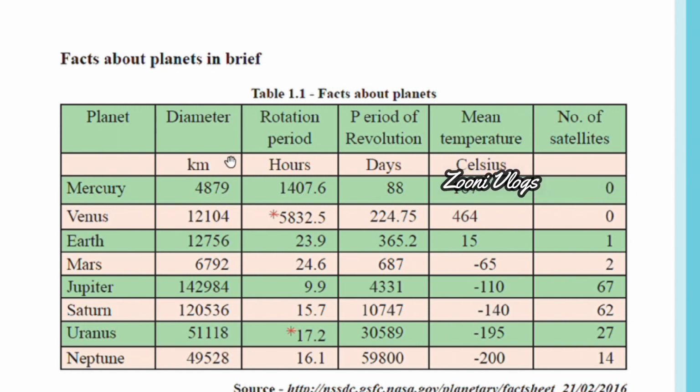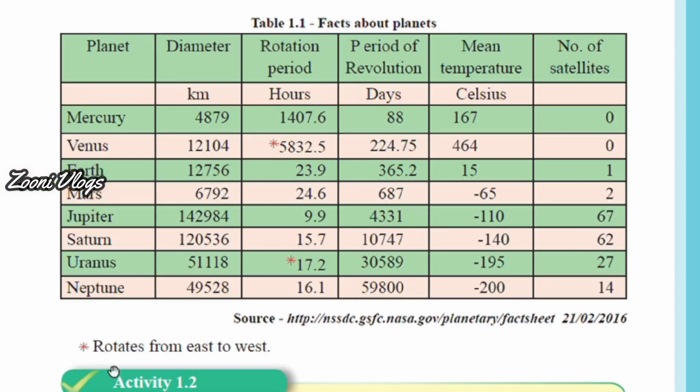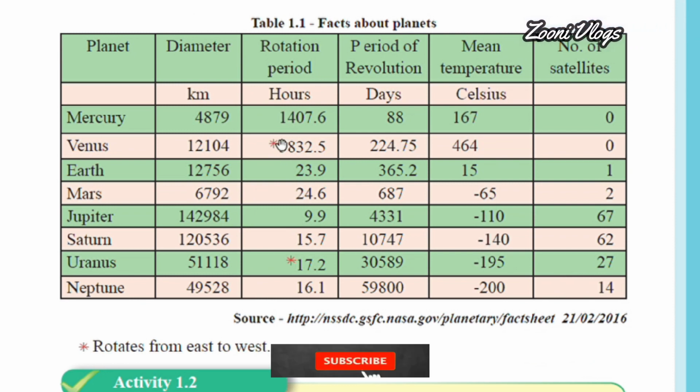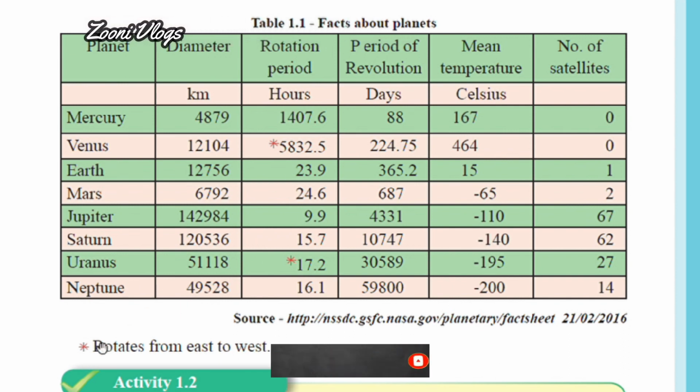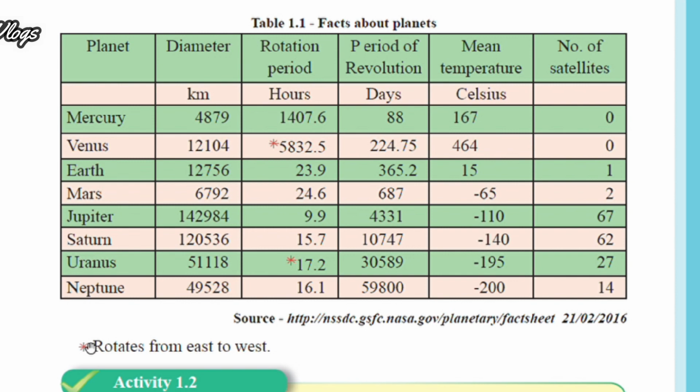Now you can see here facts about planets in brief. Here you can see Mercury, Venus, Earth, Mars, Jupiter, Saturn, Uranus, Neptune, and some have red color stars. Why have they mentioned it like that? For the red color stars, Venus and Uranus rotate from east to west. That's why they have put red stars here.